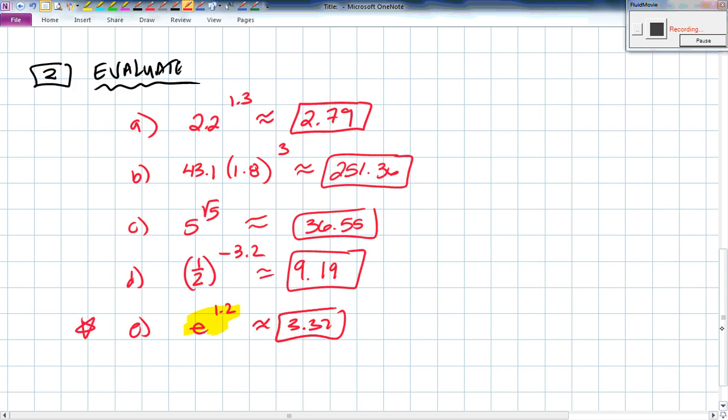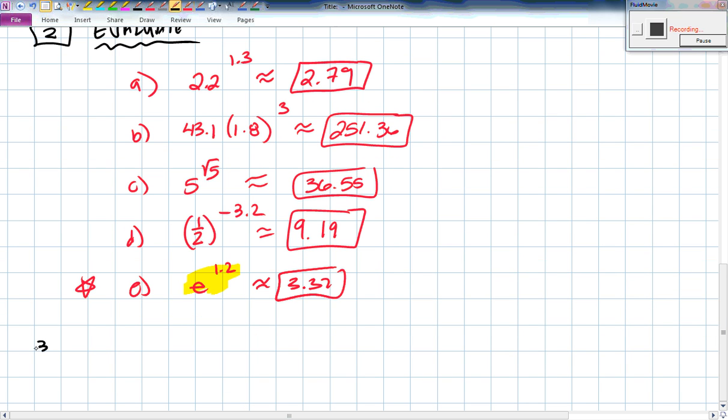Okay, great. You guys feeling good about evaluating functions? Yeah, no problem, right? That's the easy part. Okay, now we're going to graph. We're going to spend the next half hour on graphing these things.